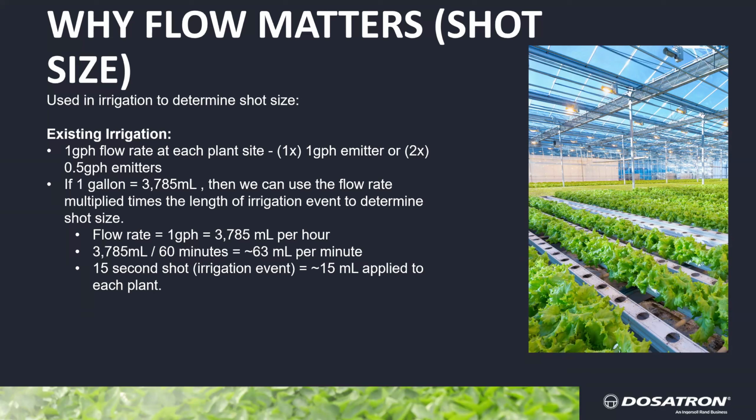Say I want to give it a shot. I want to do some more pulse irrigation, some more steering. I don't need to give it a full 63 because I'm already at a certain percent of water content in my substrate. I only want to do a 15-second shot, but how much is that really going to be? Well, we can figure that as 63 divided by 4, since 15 seconds is a quarter of a minute, and we get about 15 mil applied to each plant site.